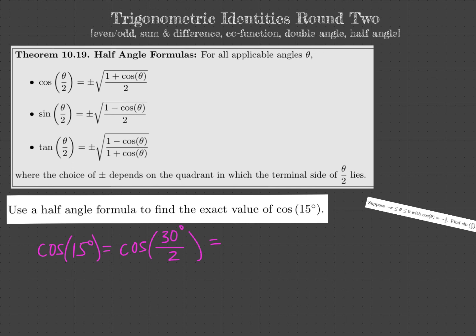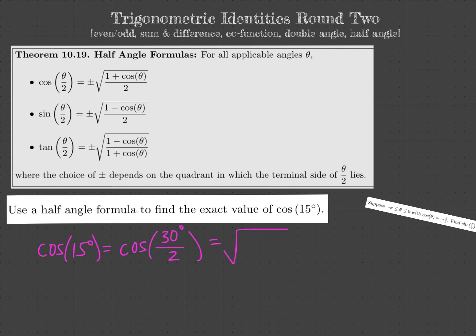Now, this has a plus or minus in front of it. In fact, all of them do. It says we have to decide whether our cosine, sine, or tangent is positive or negative depending on the quadrant in which the terminal side of theta over 2 lies. So in this case, theta over 2 is 15 degrees. 15 degrees here is in quadrant 1. So that means the cosine and sine and tangent, all of them, would be positive because it's in quadrant 1. So we'll have the plus, so I don't need to write anything.